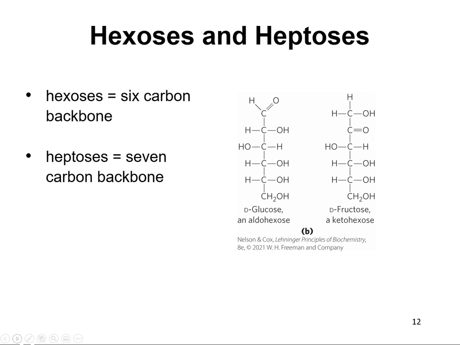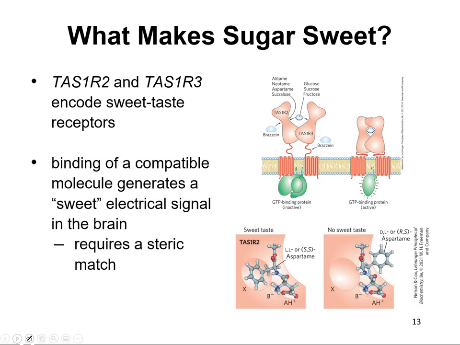Then there's hexoses and heptoses. Again, prefixes. If you remember them from chemistry, then you'll be good to go. Hex is 6. Hept is 7. We're showing you a lot of different sugars.